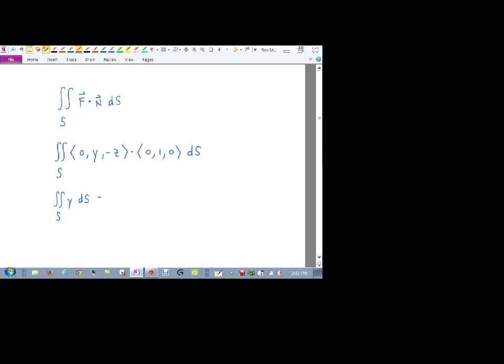Now, what is y? If you're on that disk right now, where are you? What's your y value? 1. Okay? Now hang tight. We have to convert this to a double integral.